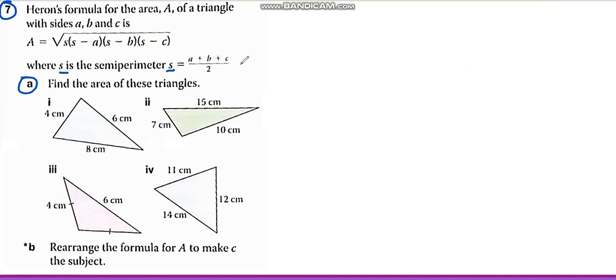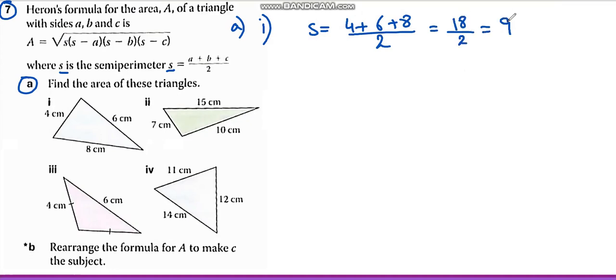This is very easy. I will do A part here, means first part of A part. And we are given side lengths, means 4, 6, and 8. So first of all, let's calculate S, where we just need to add all three sides, 4 plus 6 plus 8, and we need to divide it by 2. So this becomes 18 over 2, means 9. So here the dimensions are given in centimeters, so it should be 9 centimeters.